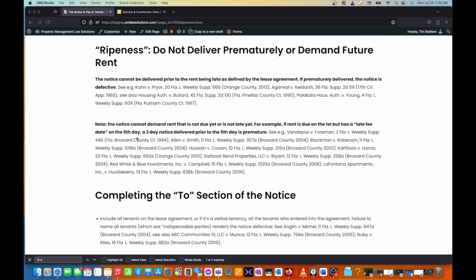Another thing we have to keep in mind is that we cannot deliver the 3-day notice to pay or vacate before it's actually ripe for delivery. What that effectively means is if there's a grace period or a late fee date stated in the lease agreement, we cannot deliver the notice until that late fee date has expired. Let's say, for example, that the tenant has until the 3rd day of the month or the 2nd day of the month before late fees accrue. We cannot deliver a 3-day notice before that late fee date has expired. If we do, it could be deemed to be premature.